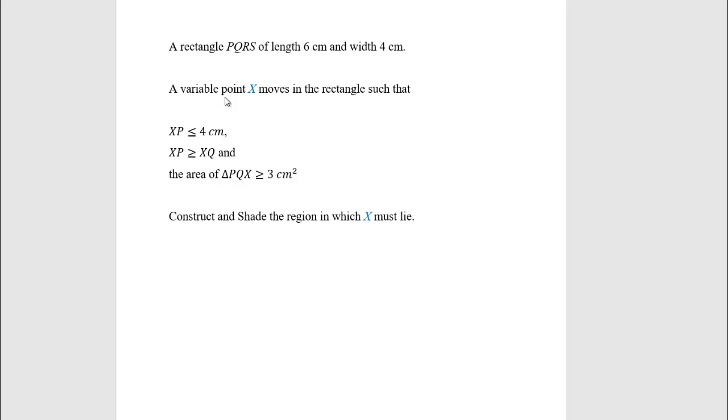So this is the rectangle. A variable point X moves in the rectangle such that XP is less than or equal to 4. So X is a variable point, so this is the point of the locus, and the locus from one fixed point, that is a circle of radius 4 centimeter and center P.